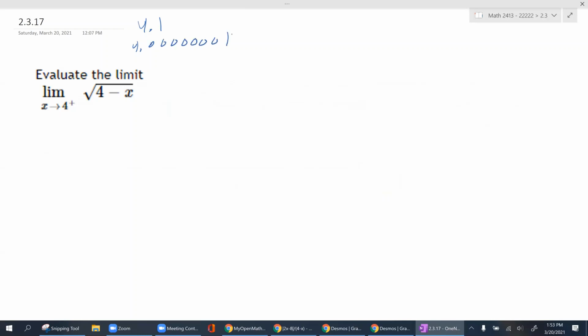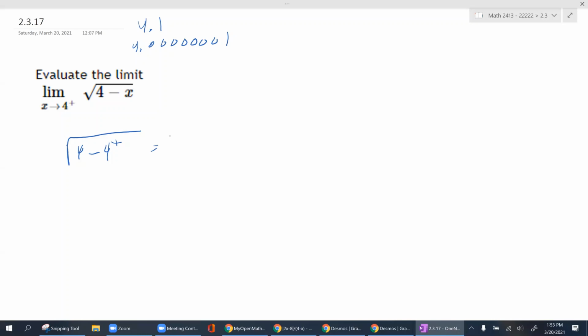Okay, so you're asked to evaluate the limit of a square root. There's no denominator. So I'm going to find out what this is. I'm going to apply 4, but slightly to the right. In other words, we said you can look at 4.1. So I'm going to go ahead and apply that limit. So this is 4 minus something slightly greater than 4.